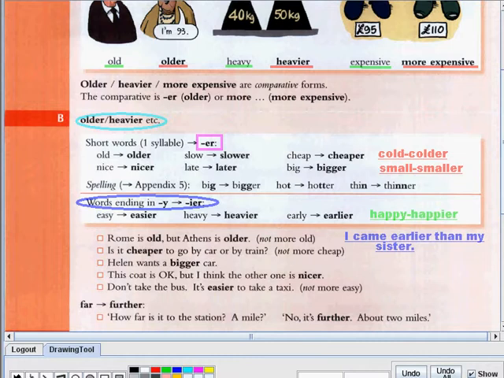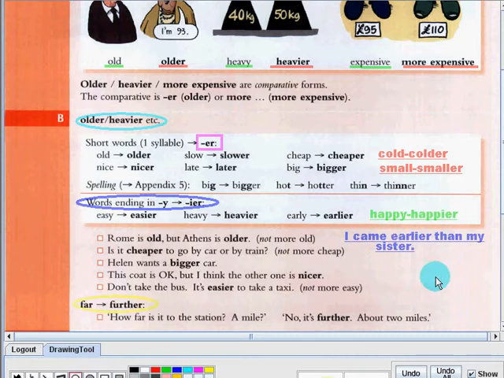Great job! So let's have a sample sentence here. I came earlier than my sister. So earlier is the comparative form of the word early. Let's remember that the word than is usually used after the comparative adjective, okay? So like in this sentence.